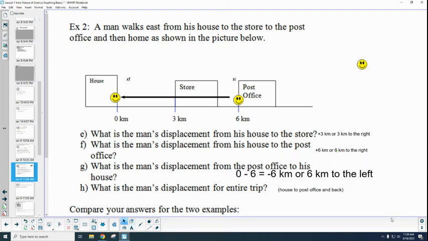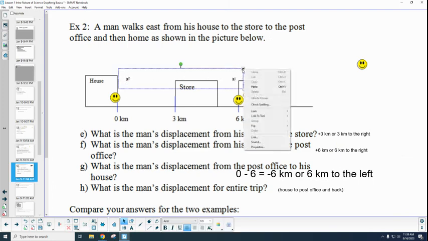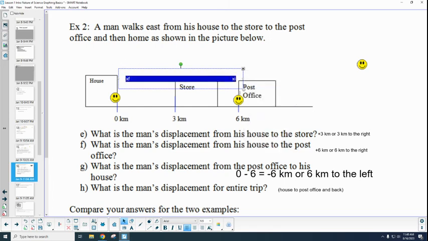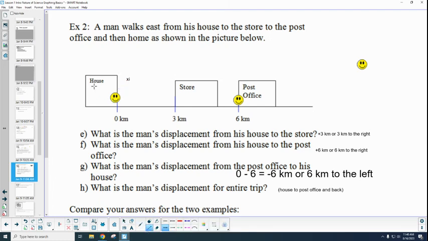All right. So the last one here is an interesting question. Before we talked about the total distance traveled. Now we're going to talk about the total displacement. Displacement you calculate the same way all the time. It's the change in position, so it's the final minus the initial. Our initial position here, we started at the house. If you think about this, we're going from the house to the post office and back. So we started at the house, we moved all the way to the right to the post office. So that was like a +6 displacement.